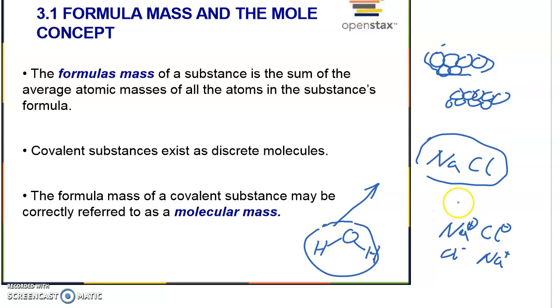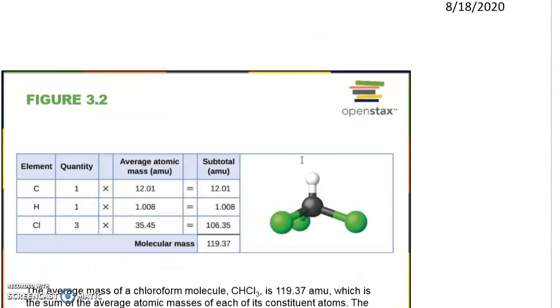As for the ionic compound, because it is not a discrete molecule, we usually call that a formula mass. That means it is the mass of each atom in that formula, the sum of the atoms in that formula. Okay, so let's look at some examples.